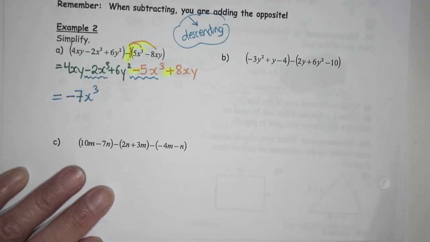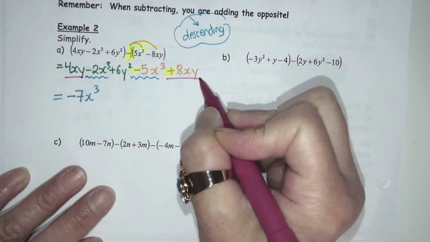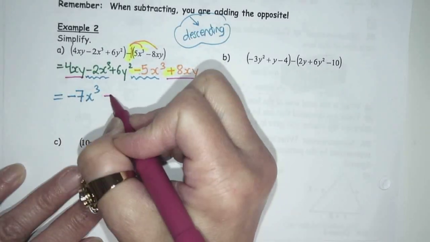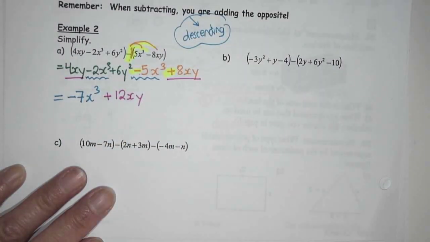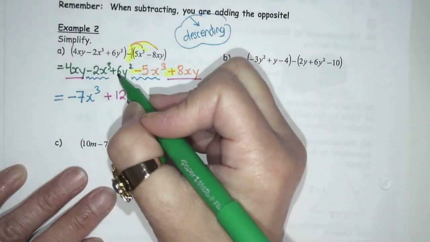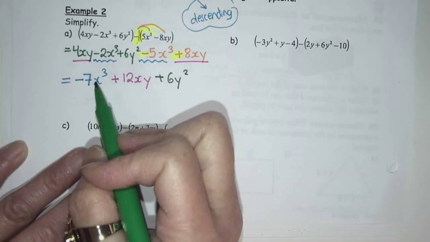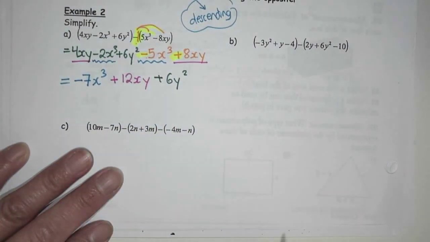Okay, the next one I'm going to do would be the single x, and a single x with the sign in front. Negative 4xy plus 8xy, that gets me the 12xy's. And then my last one, the one that did not change at all, it had nothing else to match with it, was just the plus 6y squared. So when you look at your answer, I have 3 x's, 1 x, no x. So it's in descending order.